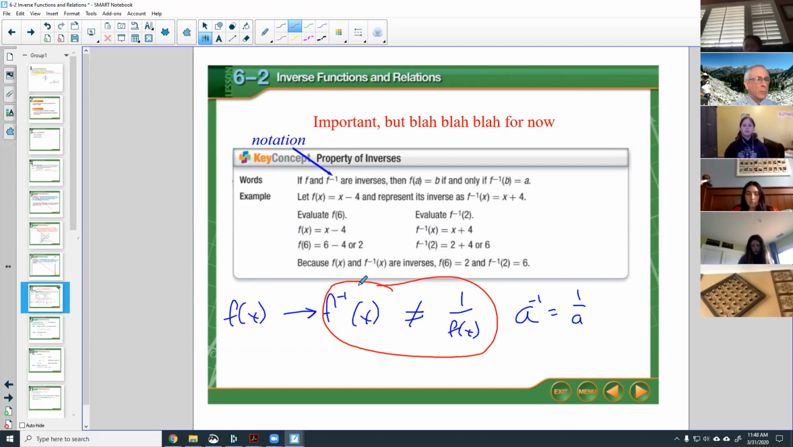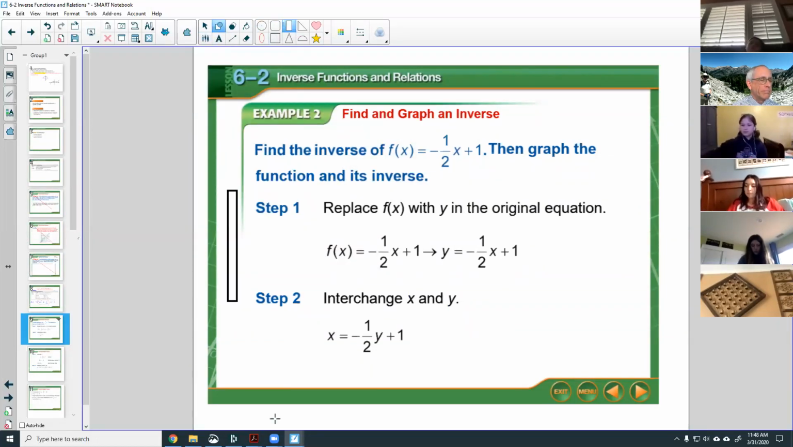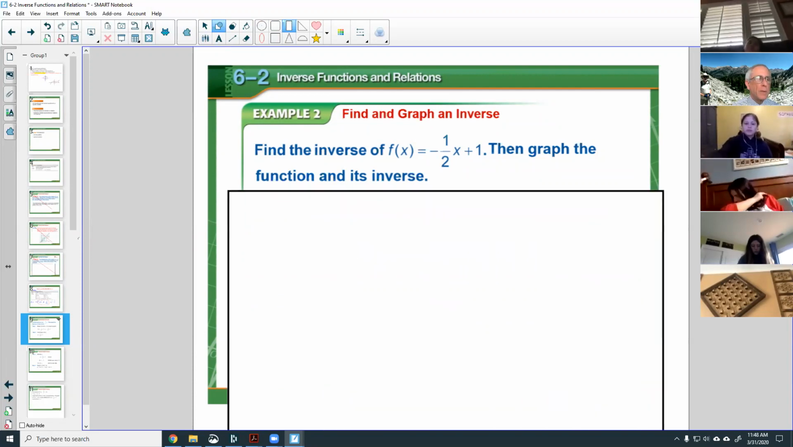All right, so we're going to skip this, and we're going to do an example so that you'll see how it really works, and it's not that tough. So I have the function here.